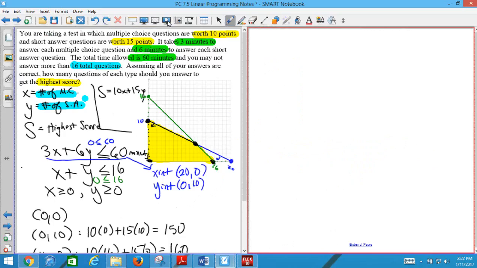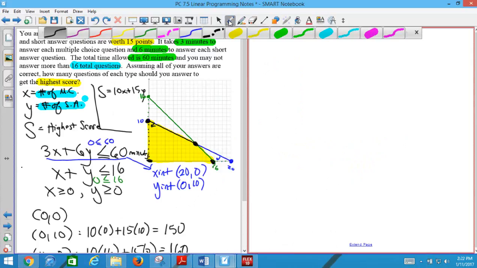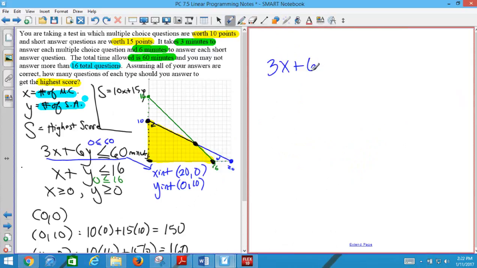I'll just do it on a side paper. You guys probably have a little bit more space than I do. 3x plus 6y is 60, and x plus y is 16. What should we eliminate? X's, multiplied by -3.